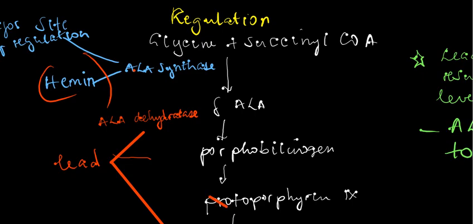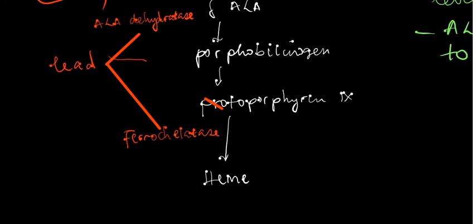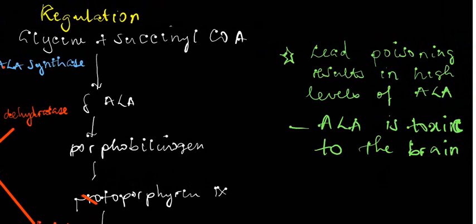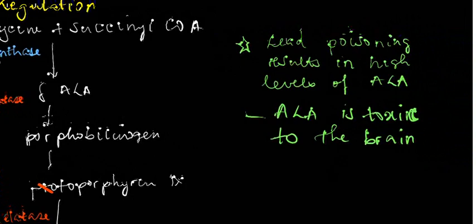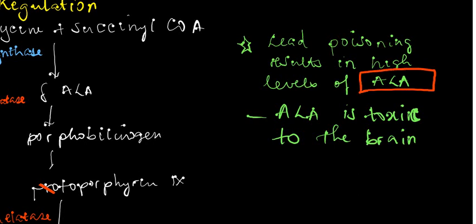We also have ALA dehydratase and ferrochelatase, which is here. These two enzymes are inhibited by lead instead. Alright, so lead poisoning results in high levels of ALA. Now this ALA shouldn't remain in its original state. It is supposed to be converted to other things. Otherwise, when it accumulates, it's very toxic for the brain. That's why it's dangerous.